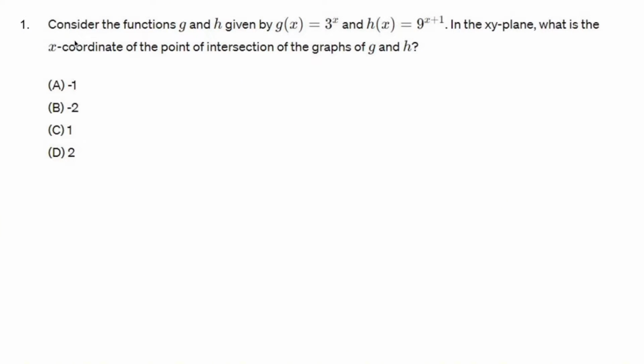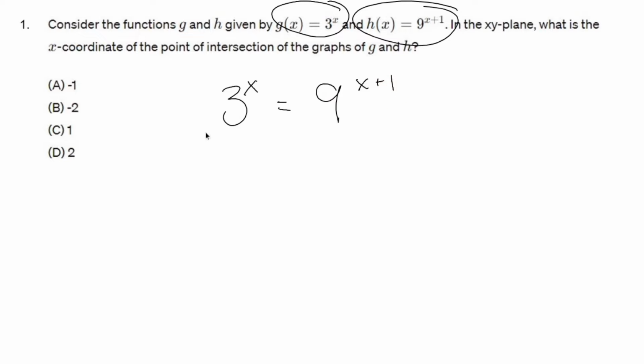So let's get started. Consider the functions g and h given by g of x equals 3 to the x and h of x equals 9 to the x plus 1. In the xy plane, what is the x-coordinate of the point of intersection of the graphs of g and h? Well, let's just set these guys equal to each other because that's what it's asking. So I have 3 to the x equals 9 to the x plus 1.